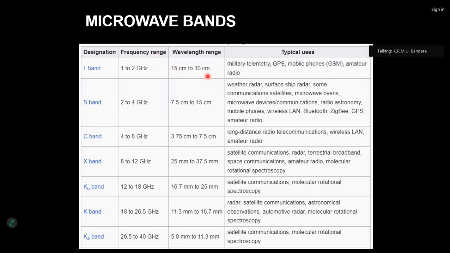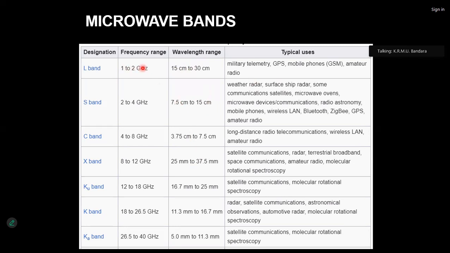15 centimeter, 30 centimeter. This is called the military telemetry, used for GPS, mobile phones, GSM, the amateur radio. Okay, like this, these are the application users. But here the S band is 7.5 to 15 centimeter. The next one, going down here, starting from 30, then 15, then 15 to 7.5.